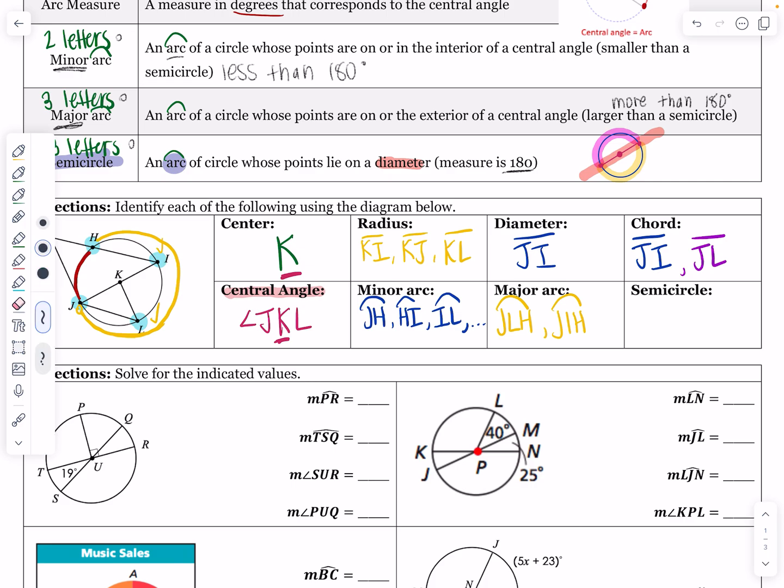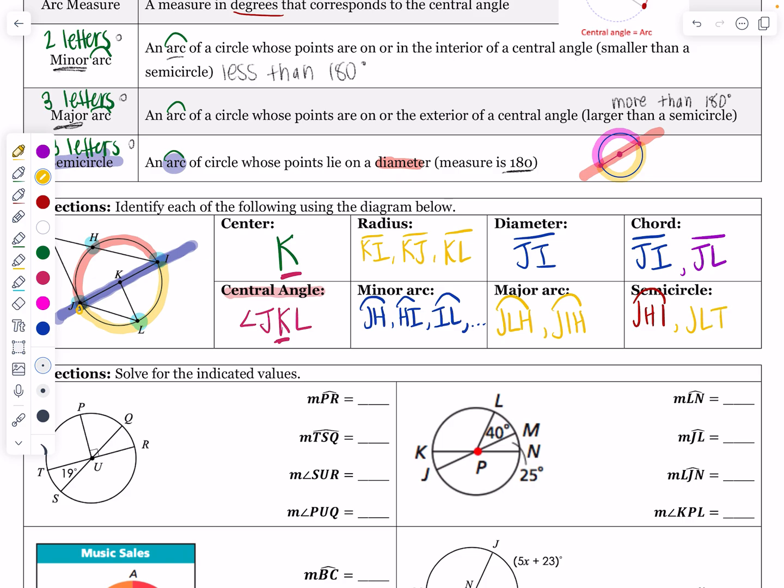Okay. So what is a semicircle in this picture? Well, we are looking for a diameter first whenever we're looking for a semicircle. So where is the diameter in my picture? I chose the diameter of JI. That is going to create 2 semicircles, the semicircle that is on top of this diameter and the semicircle that is on the bottom of this diameter. So what is the semicircle that is on top of this diameter? I'm going to use 3 letters. JHI. JHI is going to be a semicircle. And then JLI is going to be my yellow semicircle. J to L to I. Okay. I could also reverse this. I could go I to H to J and I to L to J. That names the same semicircle.